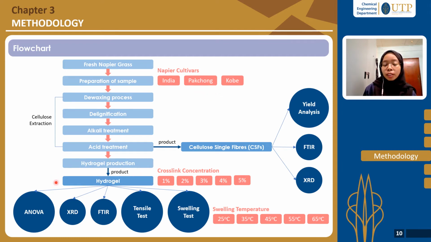At hydrogel production stage, we have manipulated the cross-link concentration from 1% to 5%. And during swelling test, we have manipulated the swelling temperature from 25 degrees C to 65 degrees C.